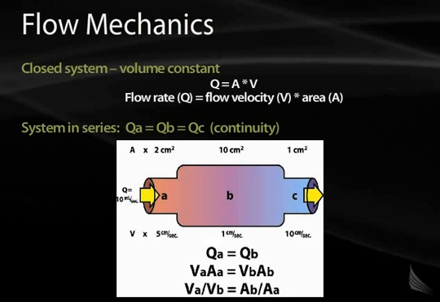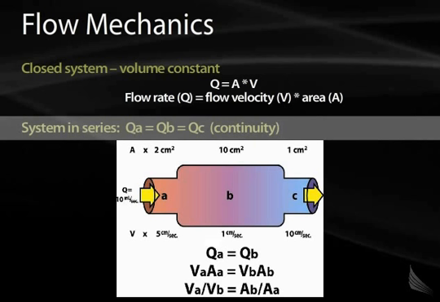As we mentioned before, the flow rate of the cardiac system is constant because it is a system in series. The flow in the aorta is equal to the total flow in the capillaries, which is equal to the total flow in the vena cava. The cross-sectional area of those different compartments changes, however. This causes changes in total flow velocity.